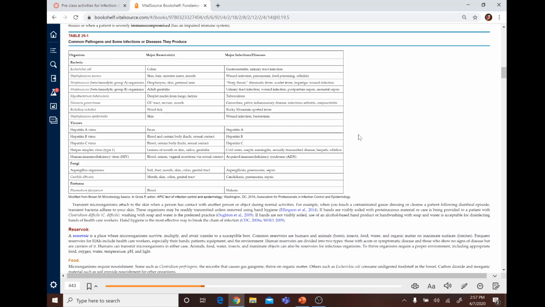Soil, dust, mouth, skin, colon, genital tract. What are the major infections or diseases caused by Aspergillus organisms? Aspergillosis, pneumonia, and sepsis. Alright, what are the major reservoirs for Candida albicans?